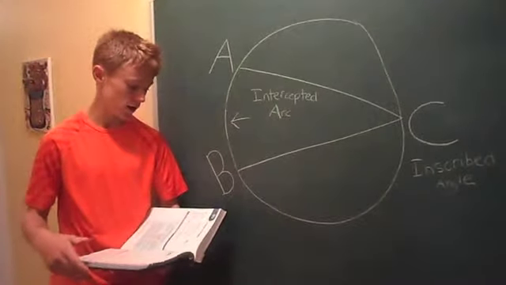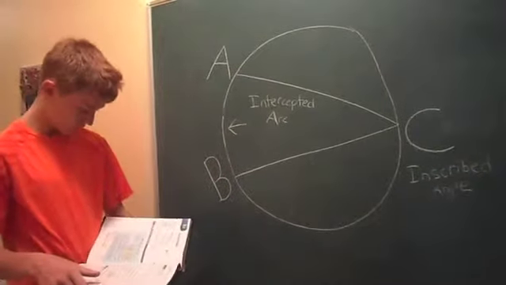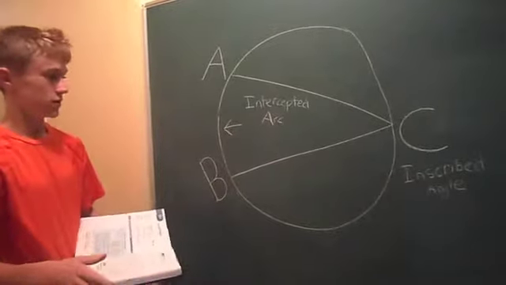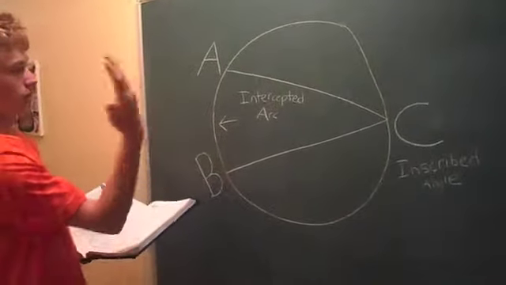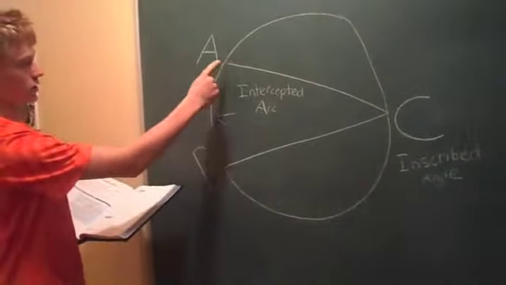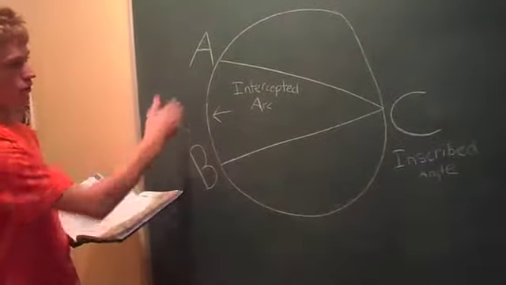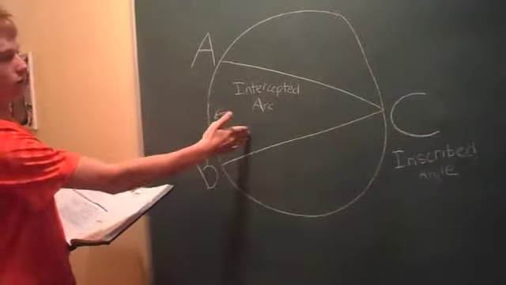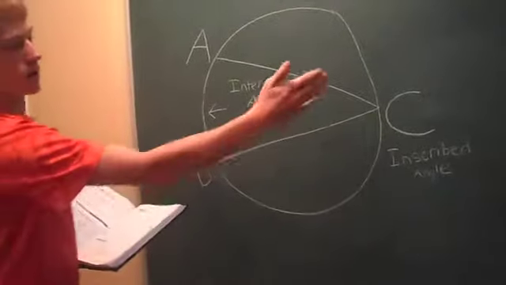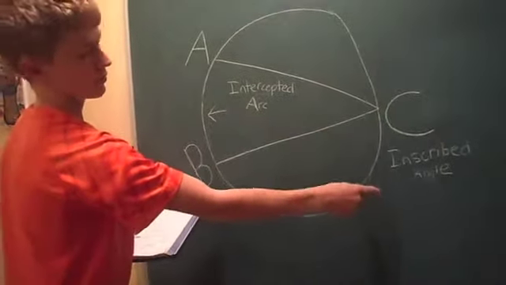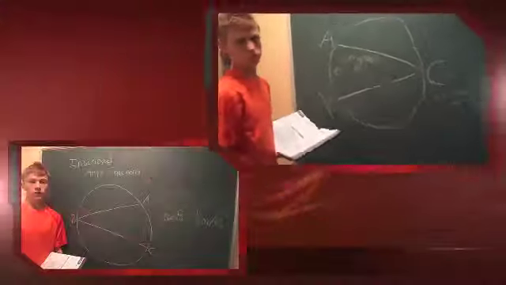I'm doing 12.3, inscribed angles, and our first major concept is that this section, arc AB, is called an intercepted arc, and angle C is called an inscribed angle because it's inscribed in the circle.